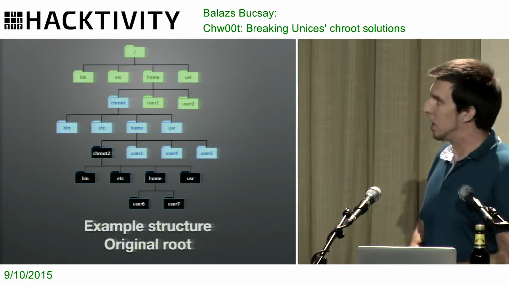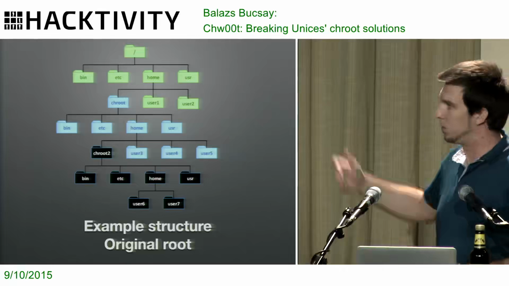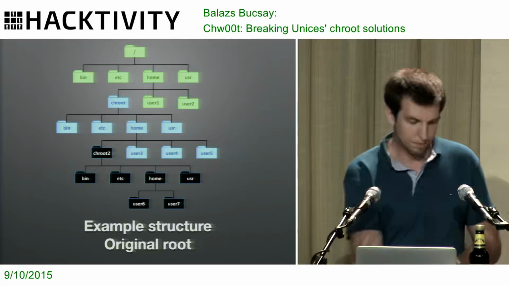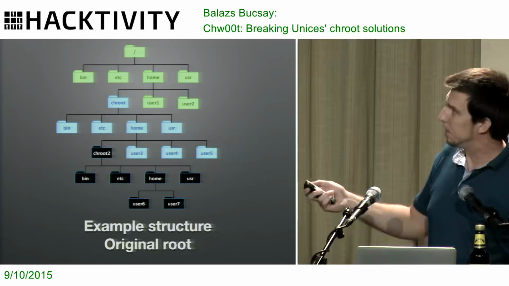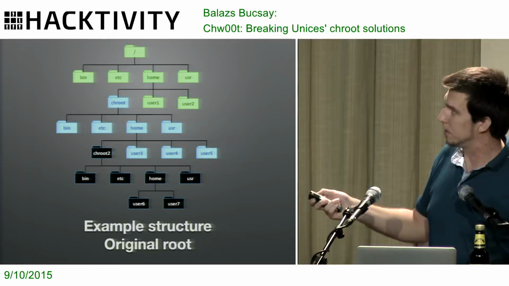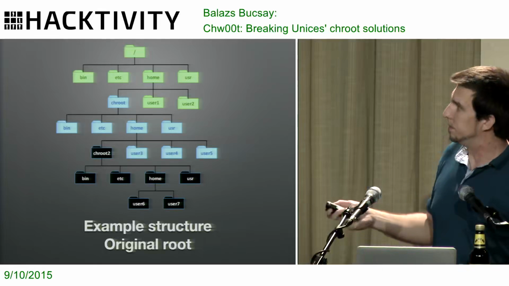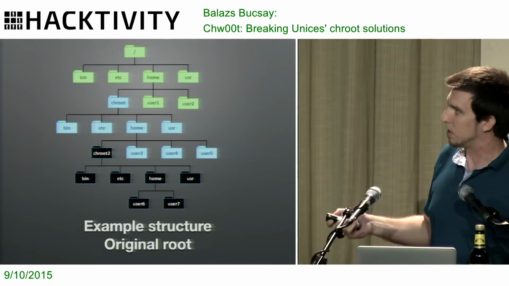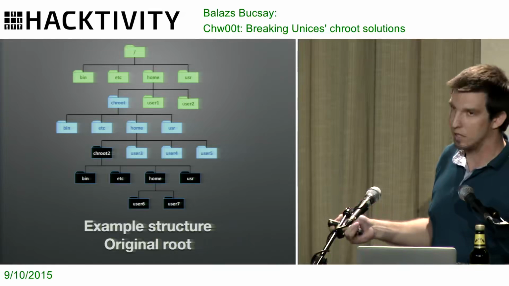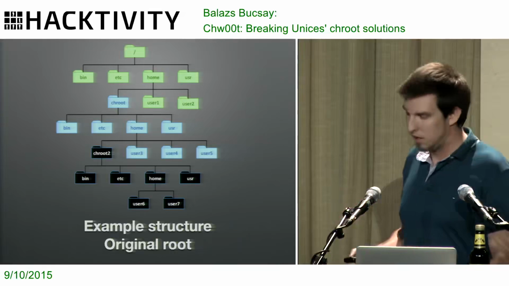So let's see how it works. This is the full file system. You have the root here. On the top, you have all necessary directories just below. In the home, you have the chroot directory. You have all of the necessary directories in the chroot. In the home, you have the chroot too, so you know the way.